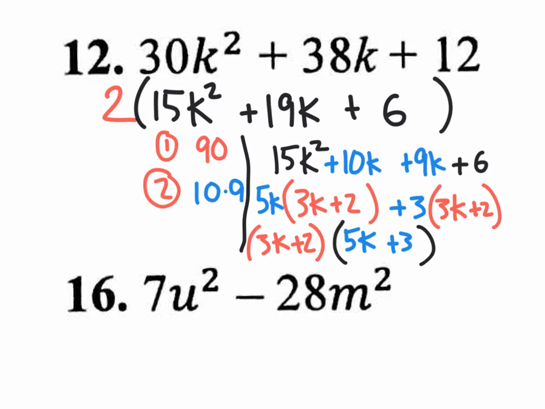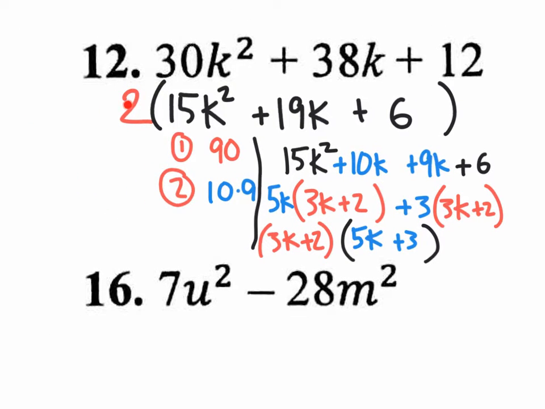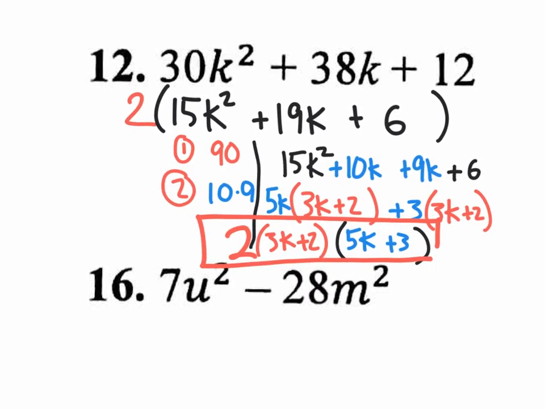However, let's not forget about the original GCF 2. Let's slap that guy right in the front. So there's a 2 right in front of there. Ladies and gentlemen, this is the completely factored form for number 12. That one was long. That's probably one of the hardest types of questions you'll see on the test on Thursday, on the chapter test. That's the hardest type of question.